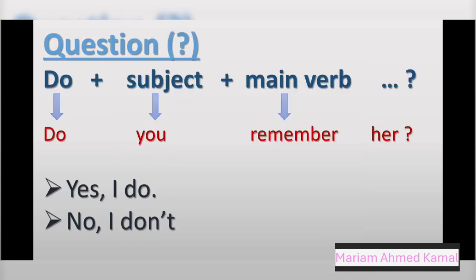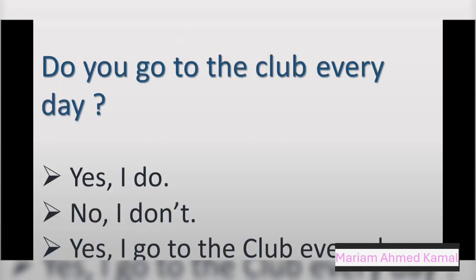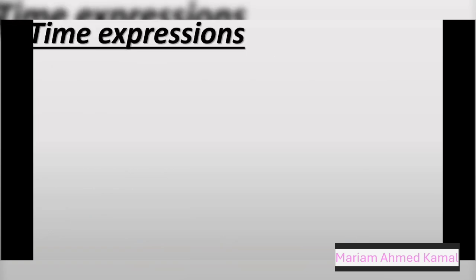What about do here? Do you remember her? So in question, we put do or does at the beginning of the question and a question mark at the end. Do you remember her? Yes, I do, or no, I don't. Okay? Or you can simply say, yes, I remember her. It's okay. Do you go to the club every day? Yes, I do, or no, I don't. So this is a question using present simple. Okay? Yes, I go to the club every day. This is a full answer.